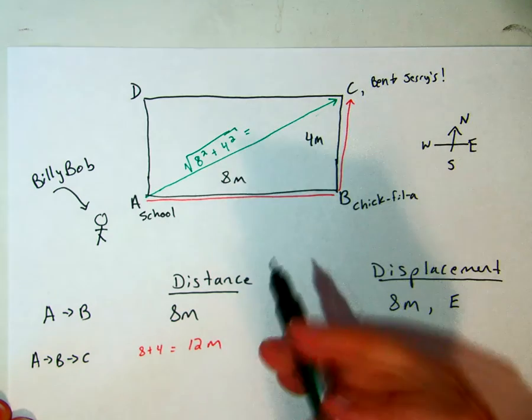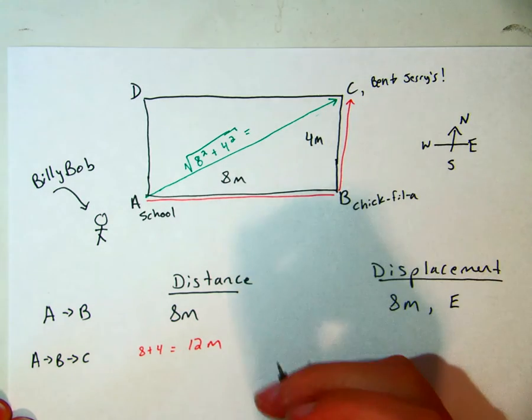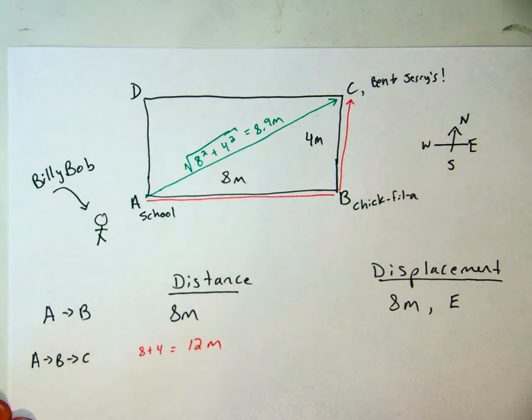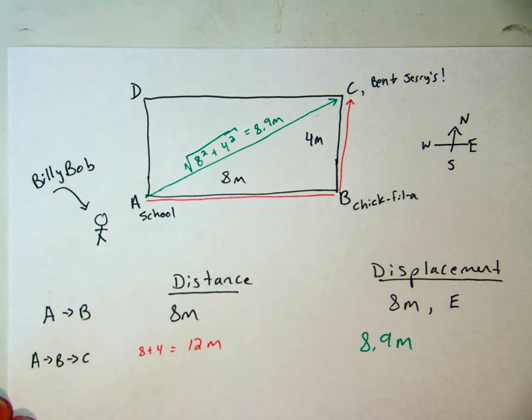So essentially I'm going to take the square root of each of my legs squared, and that's going to give me a number of, I'm going to round up, 8.9 meters. So my displacement is going to be 8.9 meters.